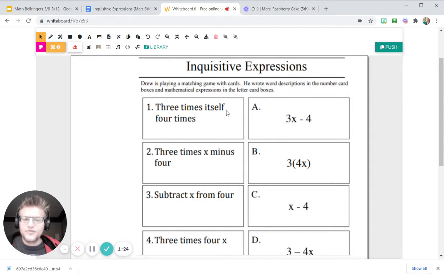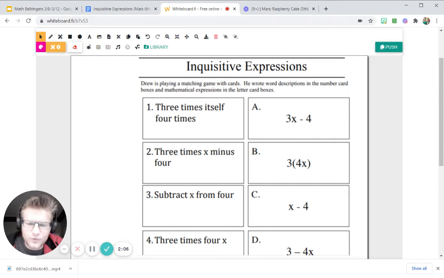This one: three times itself four times. That's a tricky one. So what does that mean? When I look at that, I know there's a three involved for sure, and a lot of these have a three involved, but then it says times itself. Think about what happens when you times a number by itself. If I said three times itself, I'm talking about three times three, right? But they're asking me to do it four different times. So this is a strange one. Think hard. What does that mean?